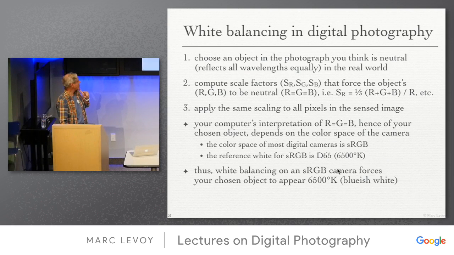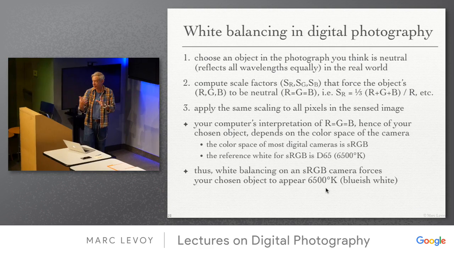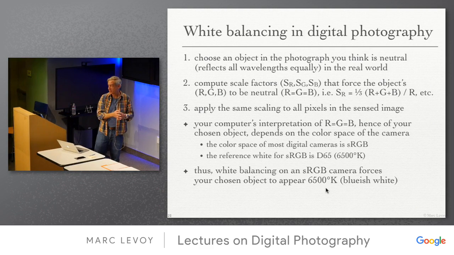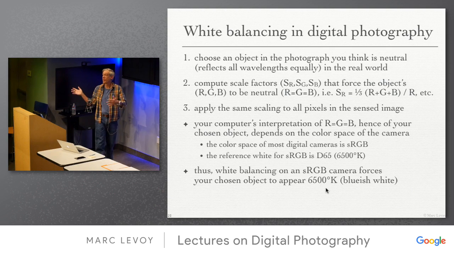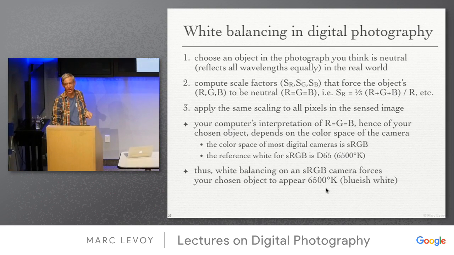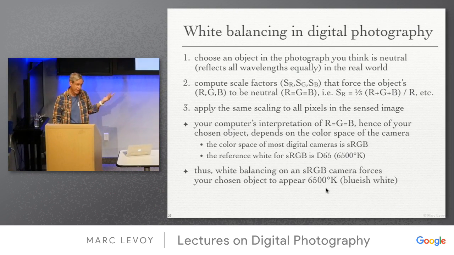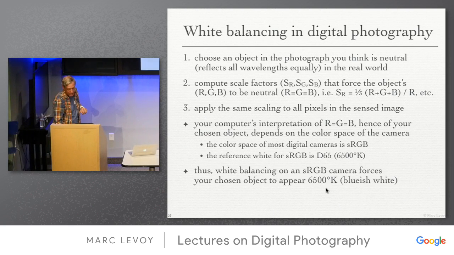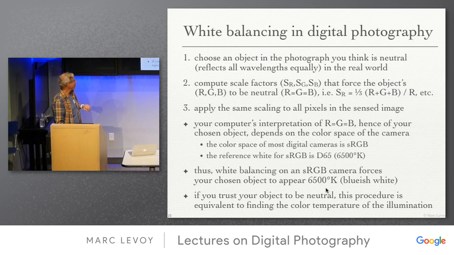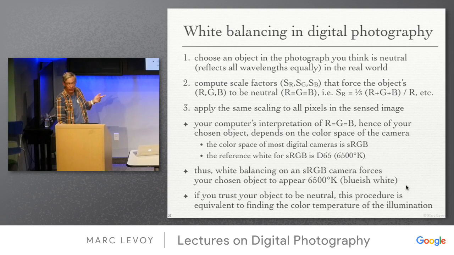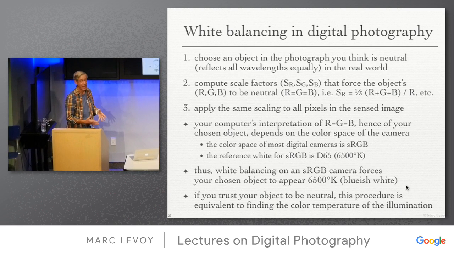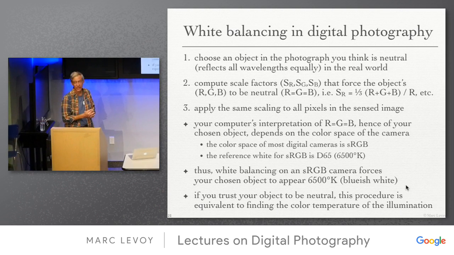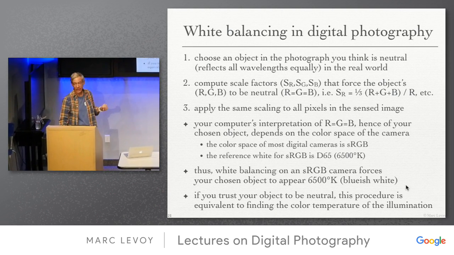So white balancing on an sRGB camera forces your chosen object to appear this bluish white. When we're outdoors and we walk by and see someone has a television set inside, it always appears a little bit bluish. That's because this D65 is slightly on the bluish side. So if you trust your object to be neutral, this is equivalent, as I said, to finding the color temperature of the illumination. So now the question is, how do you estimate those scale factors?